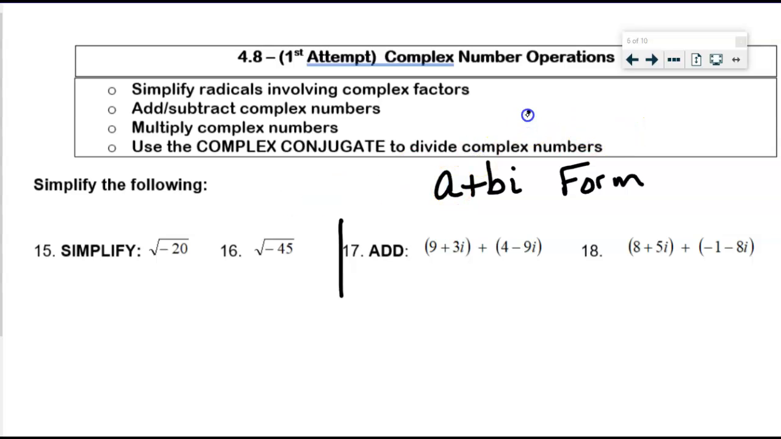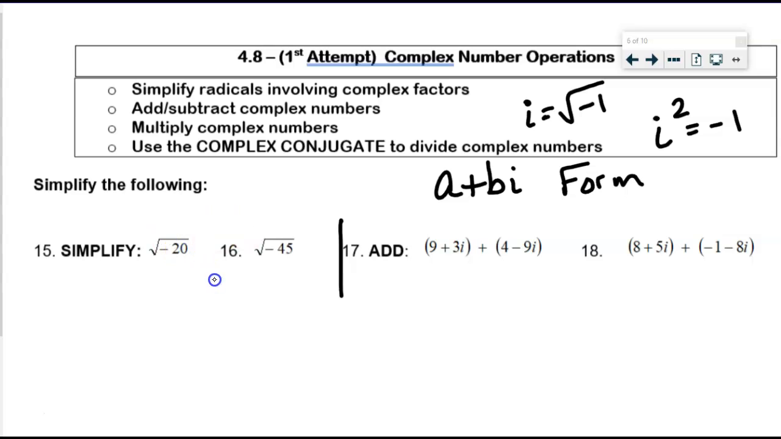I need to remember that i is how we represent the square root of -1, and I also need to remember that i squared is equal to -1. Those are the important things for complex number operations. So the first thing I see is number 15.